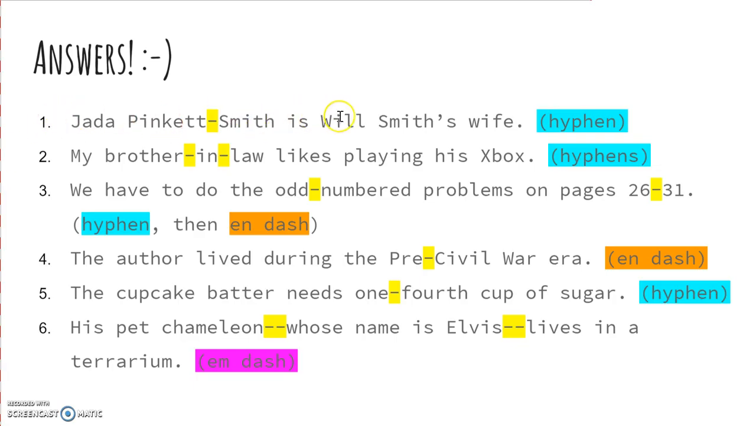Jada Pinkett Smith is Will Smith's wife. That's a hyphen to represent her two married last names. My brother-in-law likes playing his Xbox. These are hyphens again because I'm trying to express brother-in-law as one cohesive thing. Ditto for odd-numbered problems, but I'm using an N dash to connect this range of page numbers. I also use N dashes with the prefix pre, such as pre-Civil War era. I use a hyphen again for 1/4 cup, and an M dash, the longer one, for interruptions in the middle of a sentence, like this non-restrictive clause, whose name is Elvis.